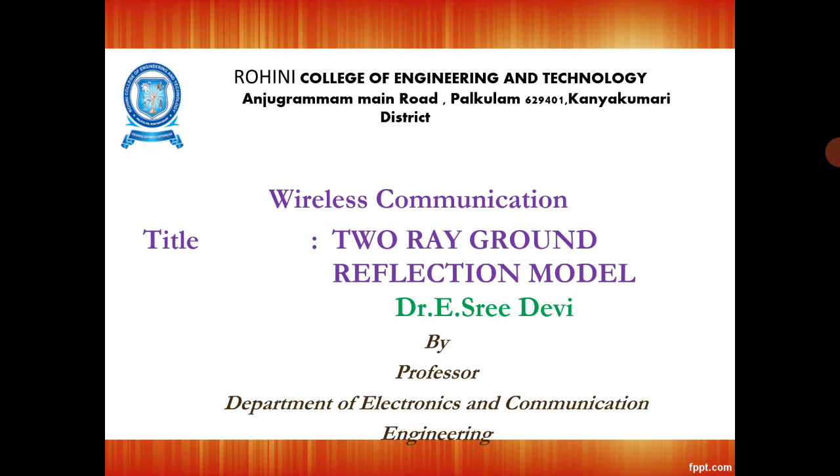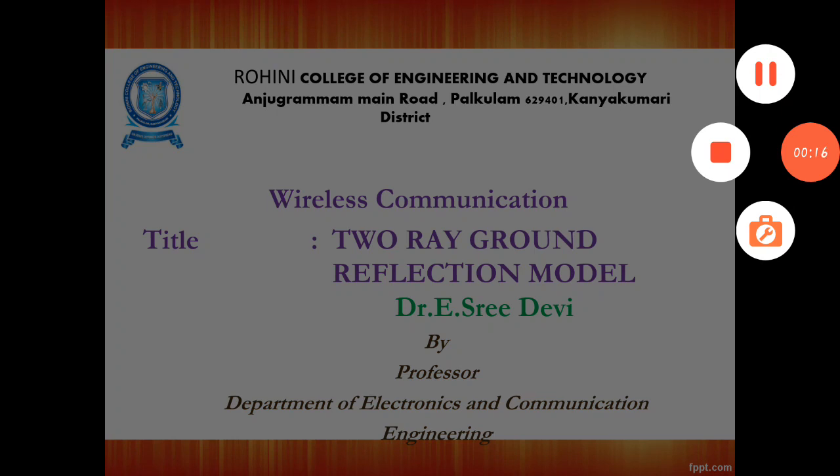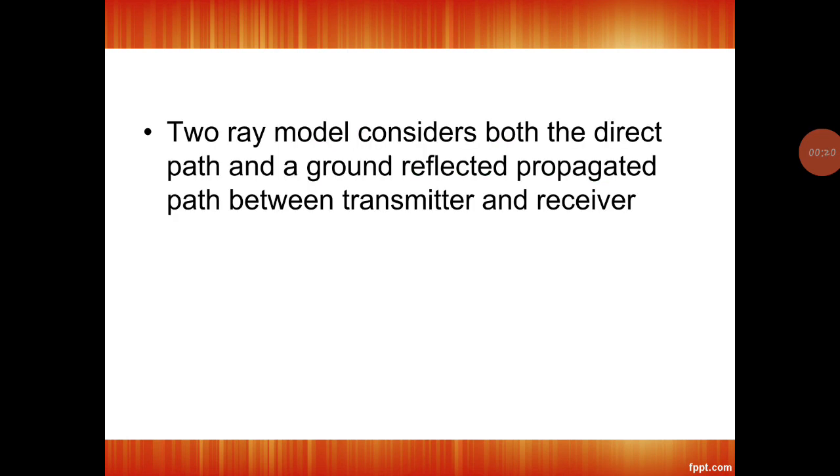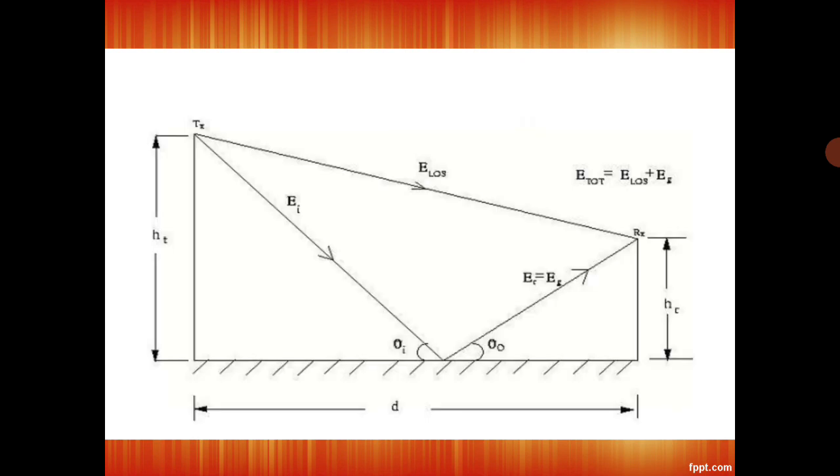In this video lecture, we are going to learn about the two-ray ground reflection model. On completion of this module, the learners will be able to understand the two-ray reflection model. The two-ray model considers both the direct path and the ground reflected propagated path. So two paths should be included, the direct path and the ground reflected path. That is why it is called the two-ray model. This is one of the models to calculate the path loss.